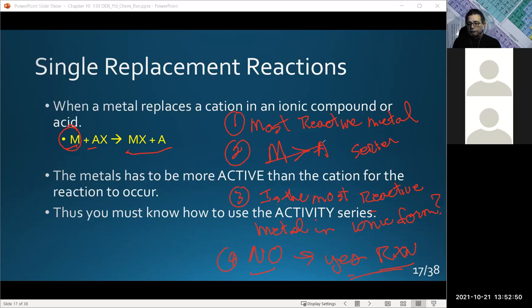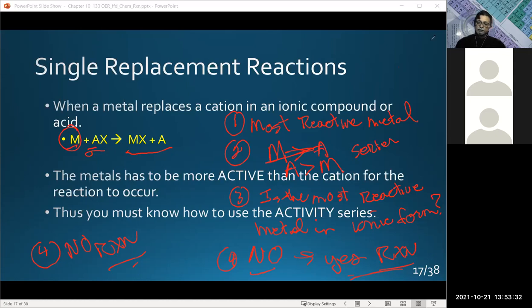If it's the other way around, and we say that A is more reactive than M, well, what happens then is it becomes no reaction, because the most reactive metal is already in the most stable state for it, and it's in ionic form. You see how that goes? So we find the most reactive metal, determine if the most reactive metal is in ionic form, is it a compound? If the answer is yes, then we don't go anymore. It's done. It won't react. If the answer is no, reaction proceeds.